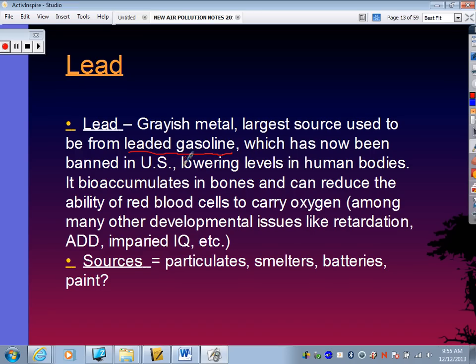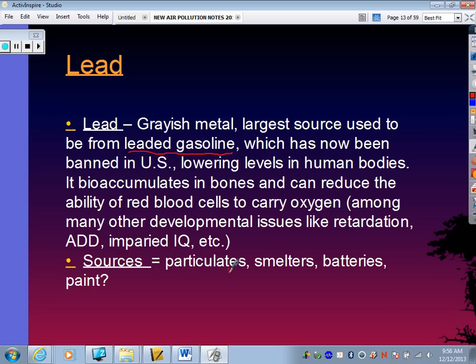What's scary about lead is that it bioaccumulates. It says it can bioaccumulate in your bones. The main thing it does to your body is reduce the ability of the red blood cells to carry oxygen. It says it can lead to developmental issues like retardation, ADD, impaired IQ, especially in children. It can affect pregnant women and their unborn babies.